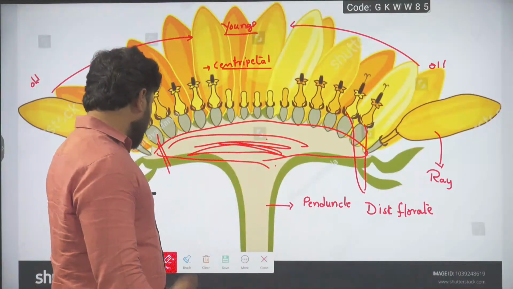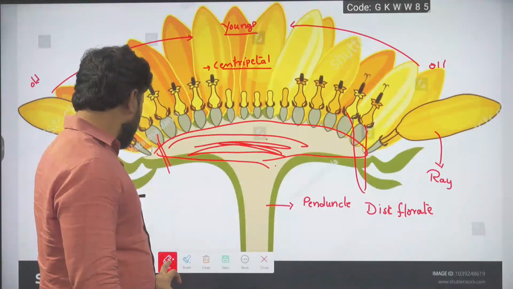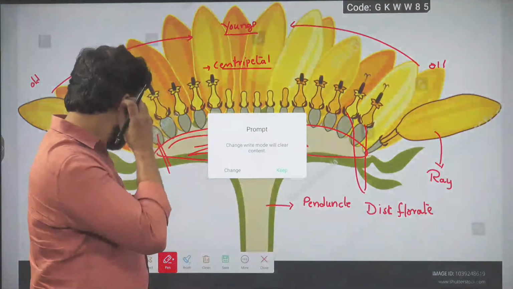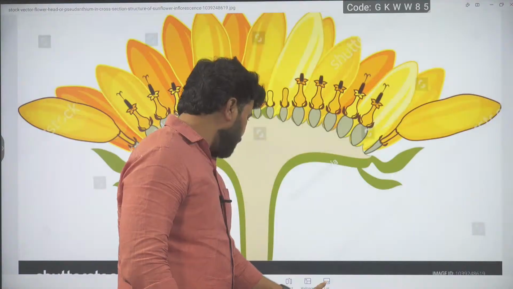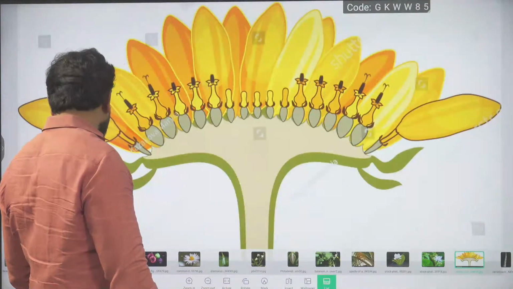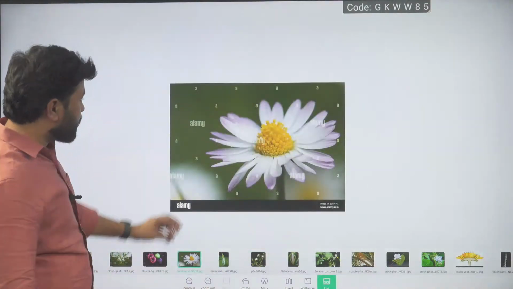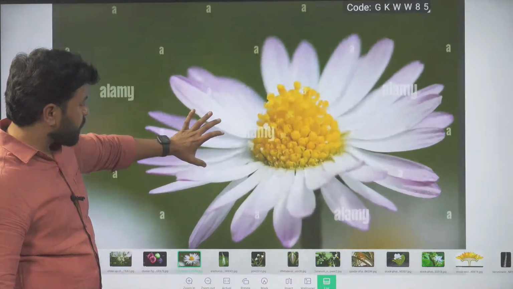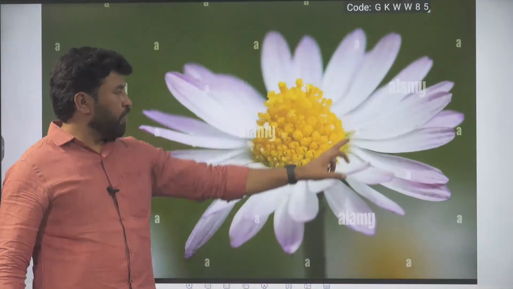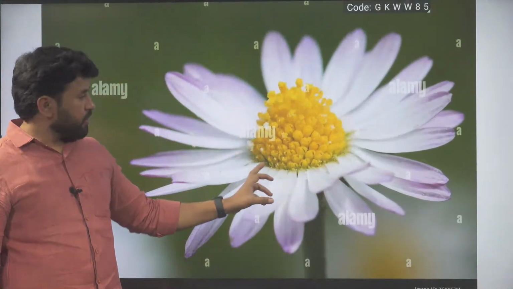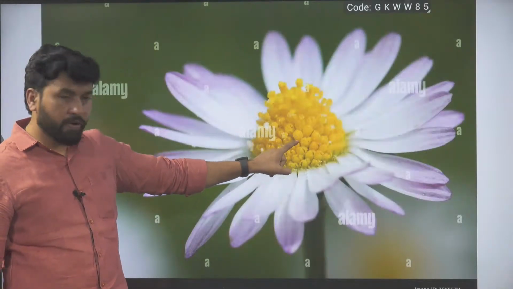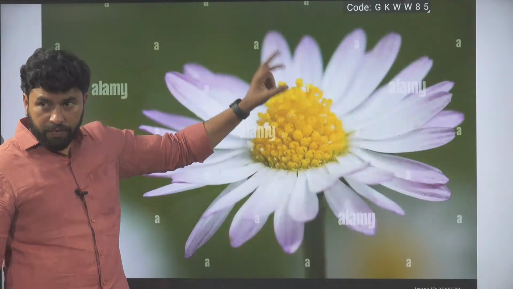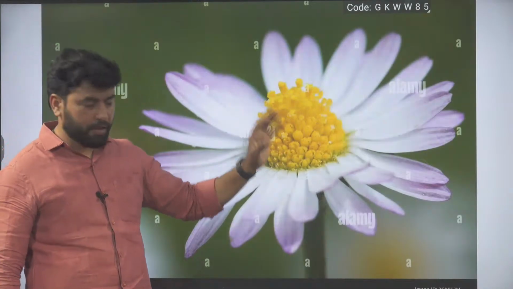Okay, next one. Over there, another type of inflorescences. Let us take some. See, this is head inflorescence. The peripheral ones are ray florets. The central ones are called disc florets. Disc florets are at the center. Ray florets are at the periphery. Keep it in mind.